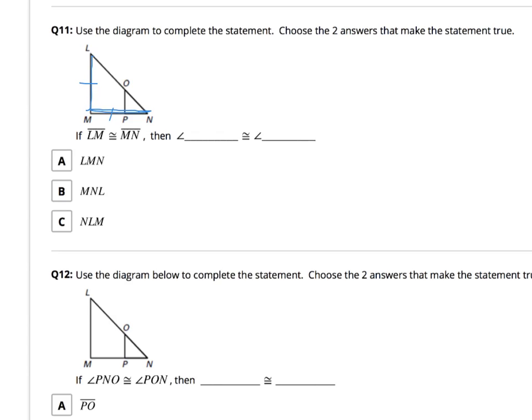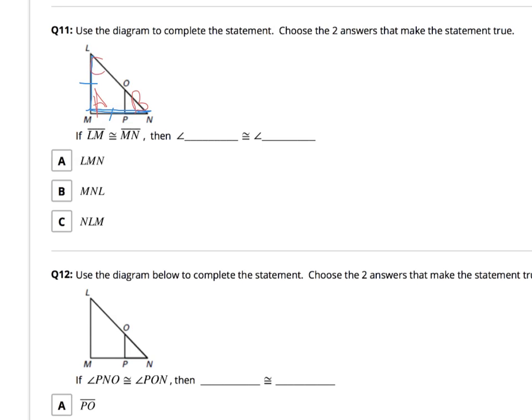Okay, so then what angles are congruent to each other? Potentially, I'm going to try to label these. Is it LMN? Is it this one? Who's congruent? Then B is MNL. So MNL goes this way here. Actually, let me label them like this. Here was choice A. Here's choice B.